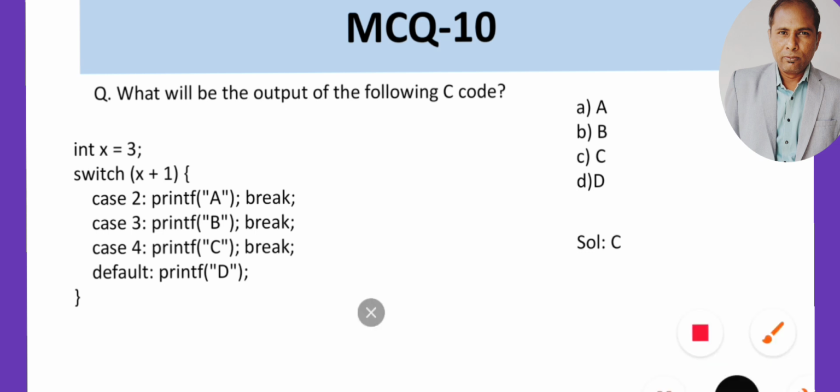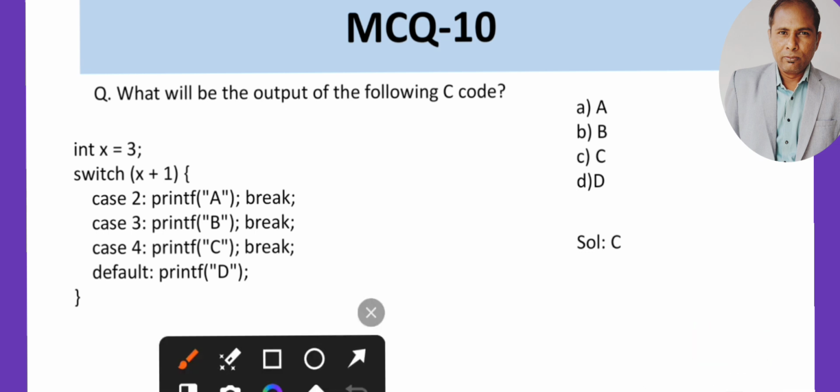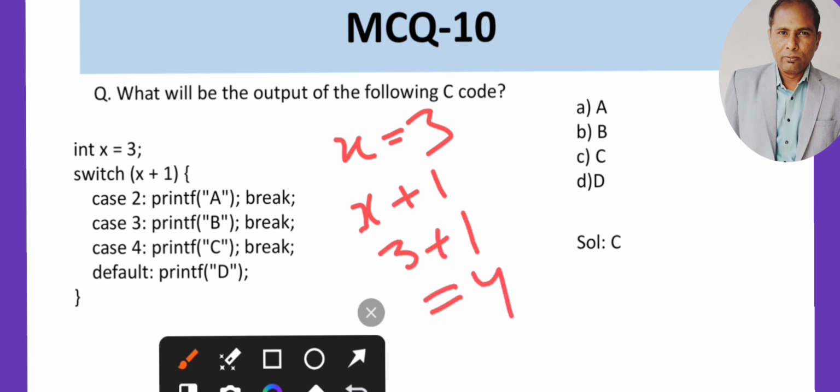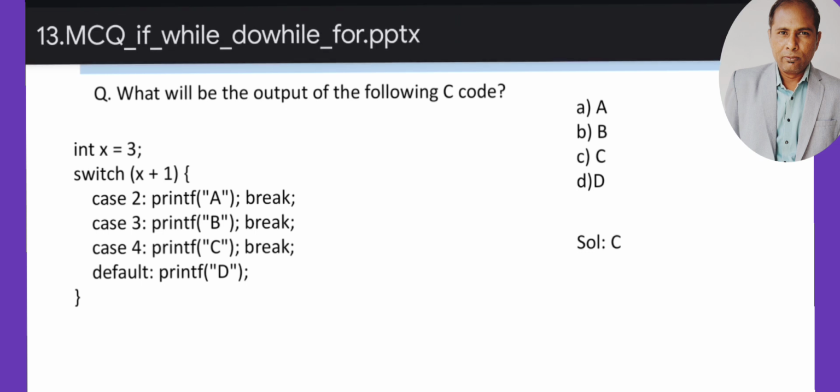Now, if we talk about question number 10, what will be the output of the following C code? Here x is equal to 3, and we switch on x plus 1. x plus 1 means 3 plus 1, so it will become 4. So it will go to case 4, that is case 4 is printf C. So C will be printed here. So option C is the correct answer for this question.